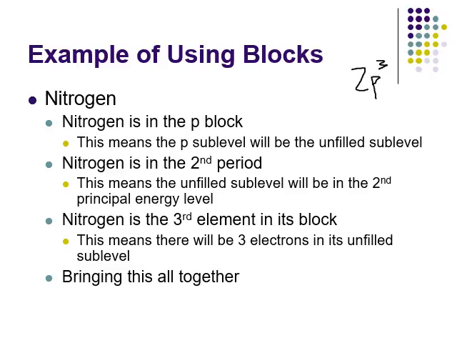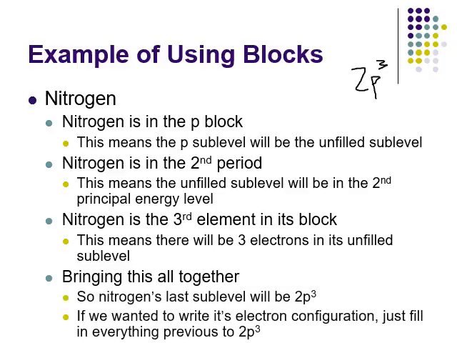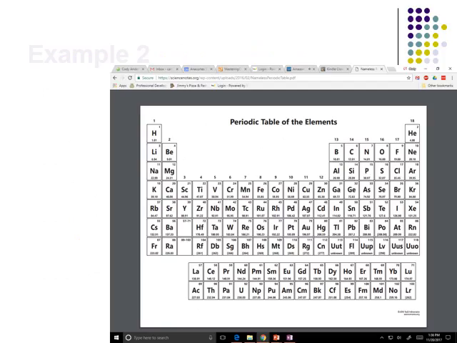Now, bringing this all together, you just have to backtrack. You could run it backwards. Okay, we've now filled in the 2p. So what comes before the 2p? Well, the 2s. And to get to the 2p, how many electrons do you need in there? Well, you need 2. So you can backtrack and just fill in everything prior to that.